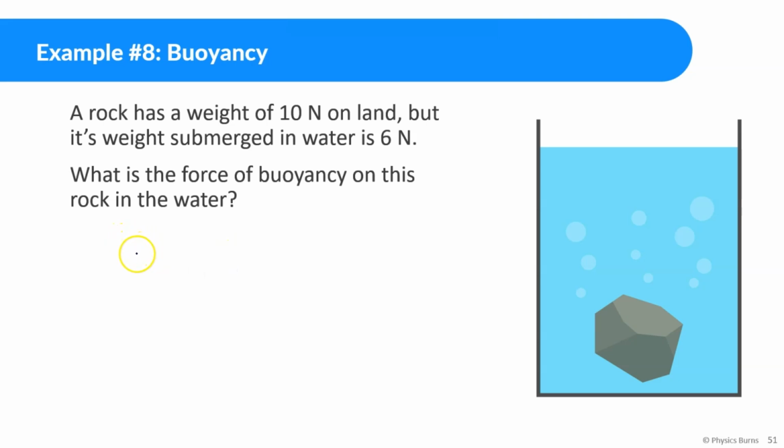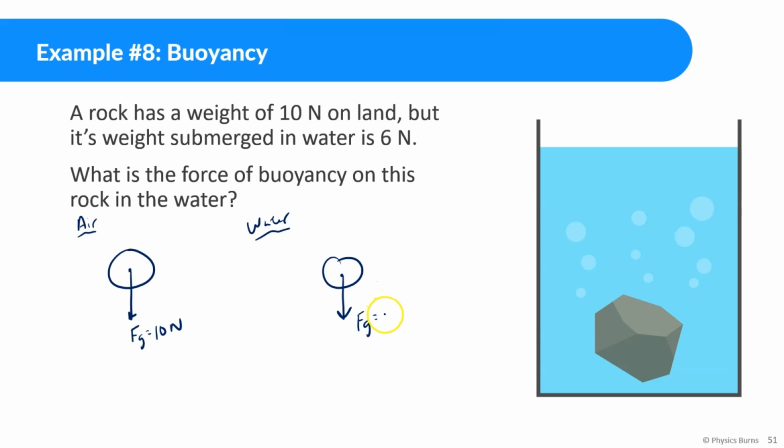Okay, so it's kind of interesting. What we're going to be doing here is we have a rock, right? In the air, there's this force of gravity that is equal to 10 newtons. However, in the water, this rock over here has a force of gravity, which is actually still equal to 10 newtons.